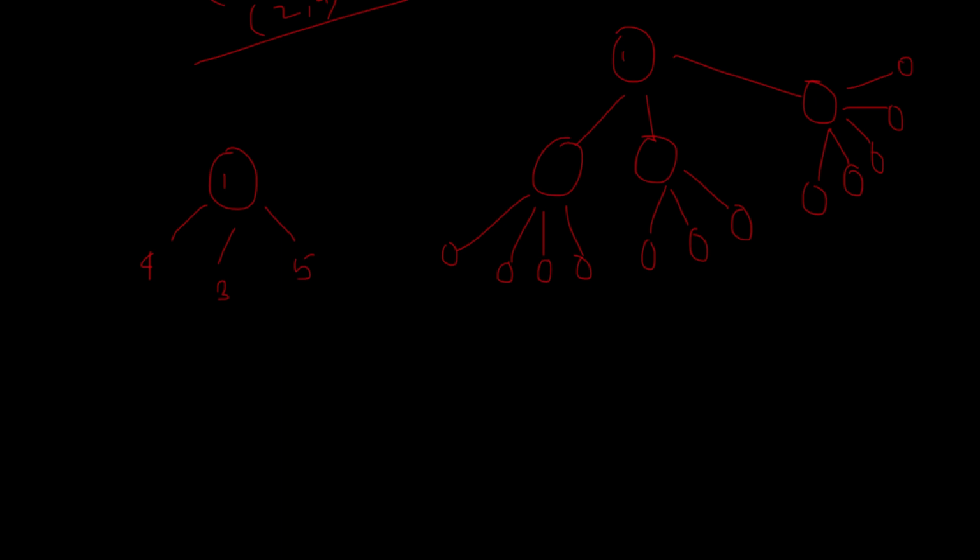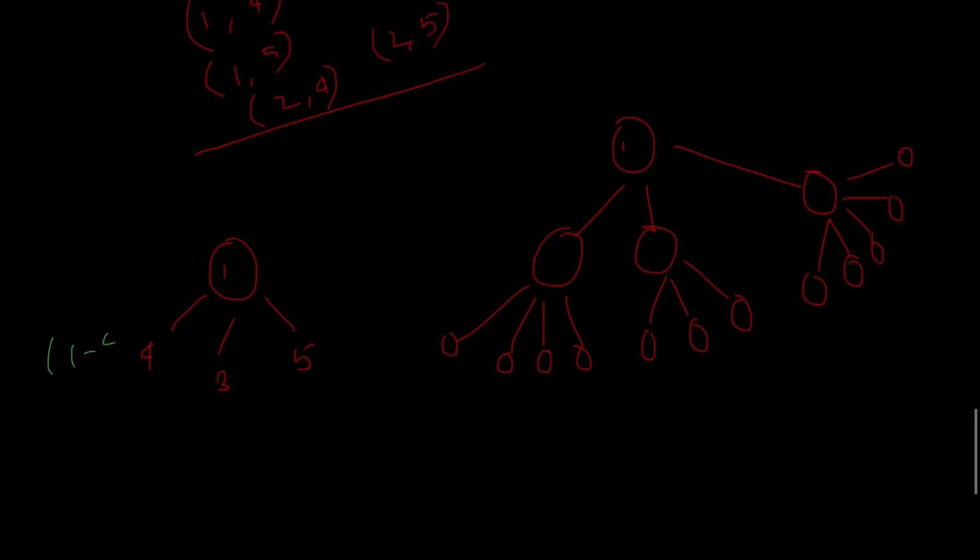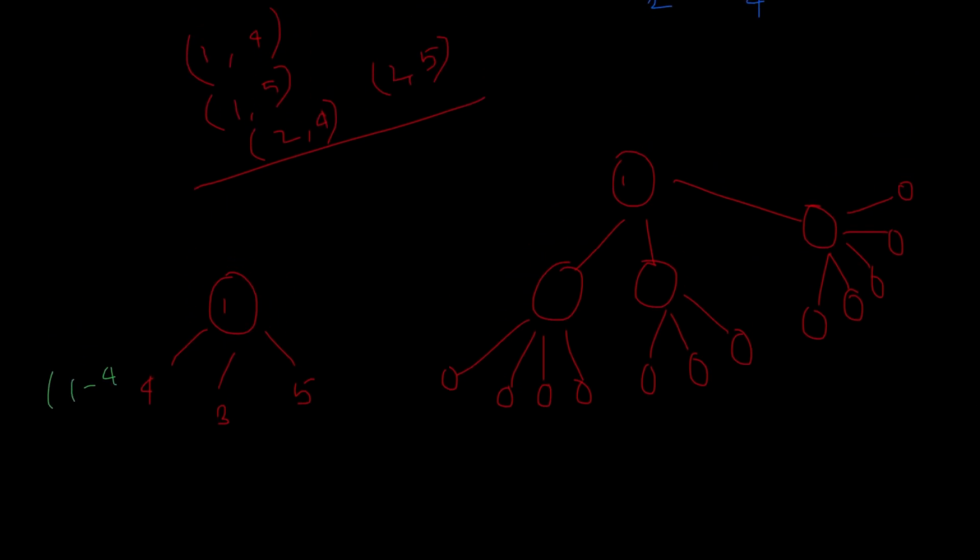Now, what are the possible options? I can assign values 1 to 4 here, then assign value 5, then 6 to 8 here, and 9 to 13 here, since there are 13 nodes. So I've assigned the values 1 to 4 for this part, 6 to 8 for this part, 9 to 13 for this part, and 5 here. So this is the combination.